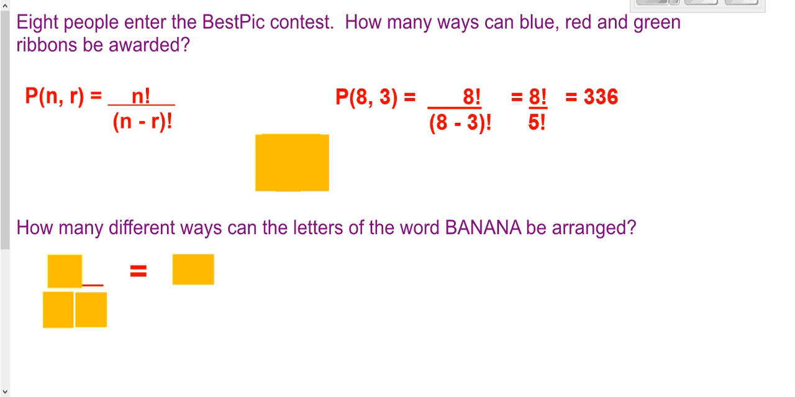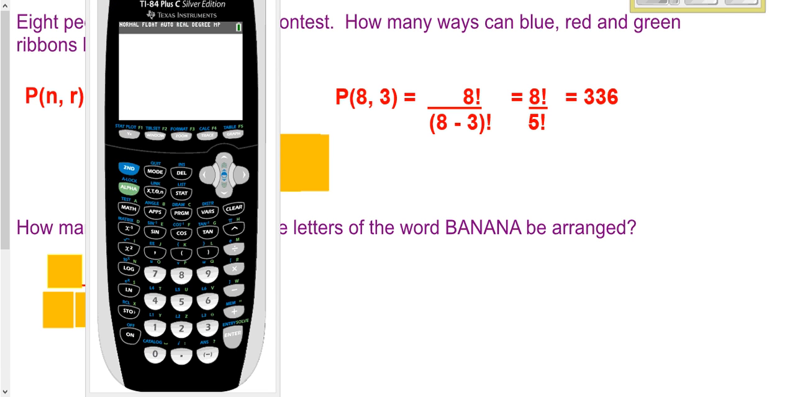So how could you do this with your calculator? Well, one way you could do it is you could go 8, math, over to prob, down to number 4, which is your factorial button, divide, and you could go 5, arrow over to prob after you hit math, down to number 4 for your factorial button, and you could hit enter and you get that.